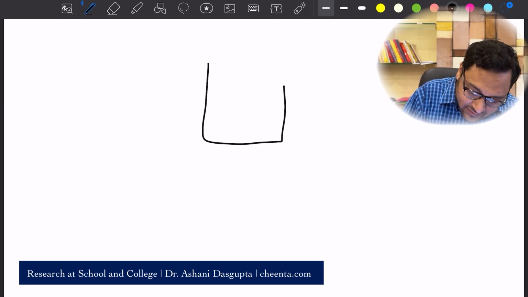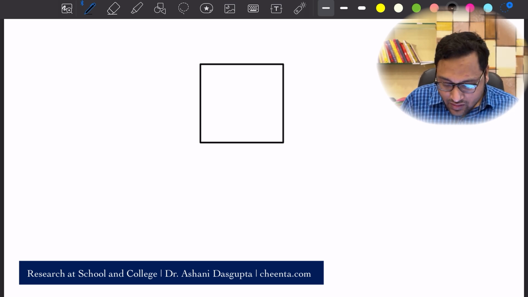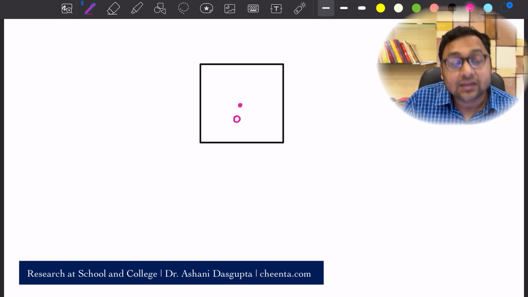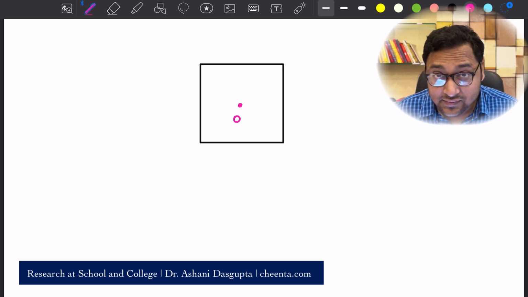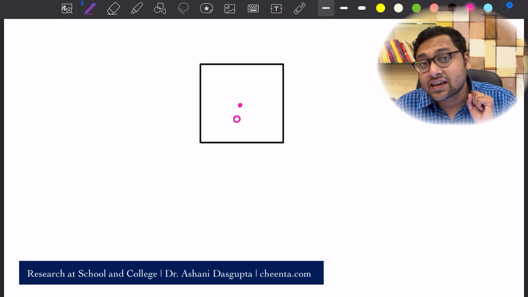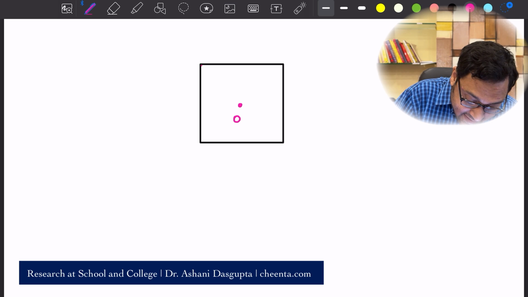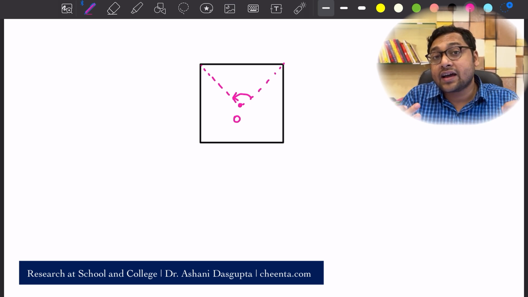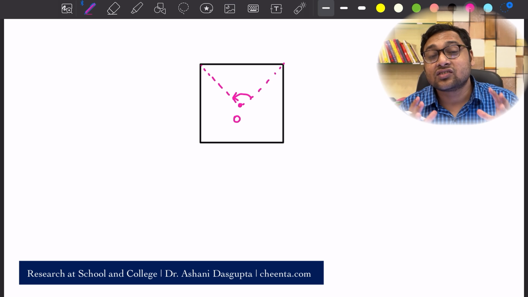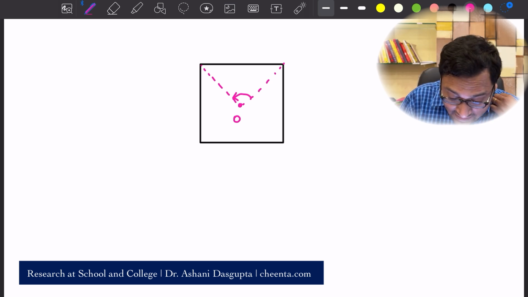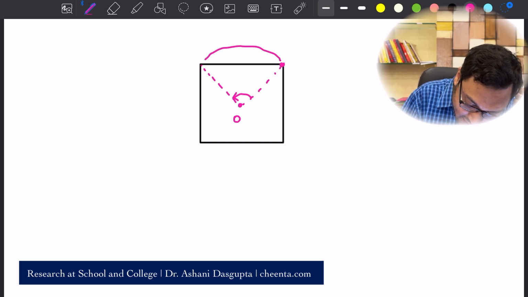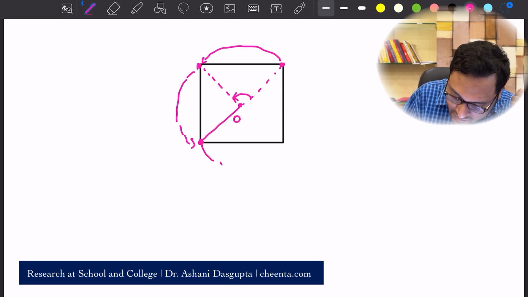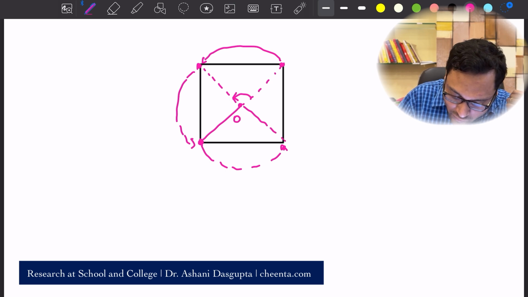Suppose you have a square. Now, if you move the square about the intersection point of the diagonals by 90 degree, that is, rotate the square by 90 degree about the intersection points of the diagonals, then what happens is this point goes here, this point goes here, this point goes here, and this point goes here.